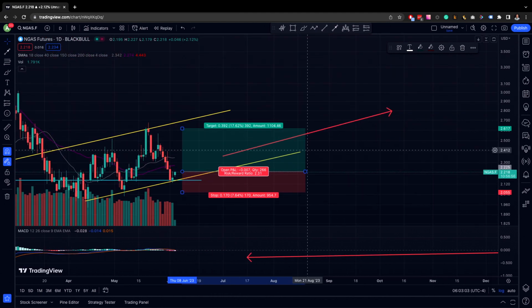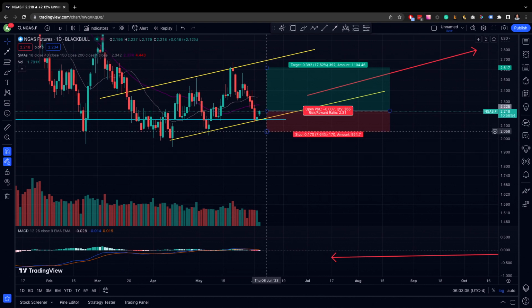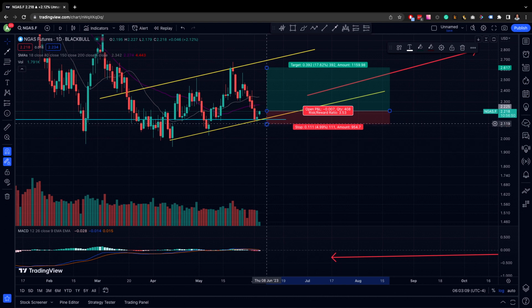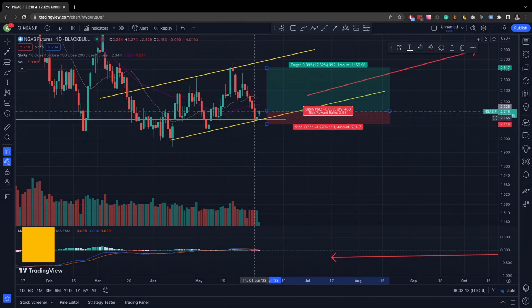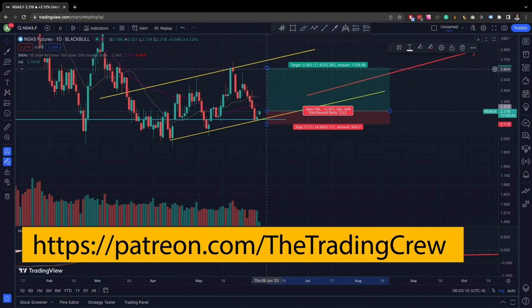I think you can be a bit more scrooge-y, but just make sure you don't get stopped out too fast. But you can potentially place your stop just beneath the wicks of the last couple of candles here, and the take profit can be the previous swing high, and that's going to give you a 1 to 3.5 risk reward ratio. Anyway, this is my take on natural gas, guys.